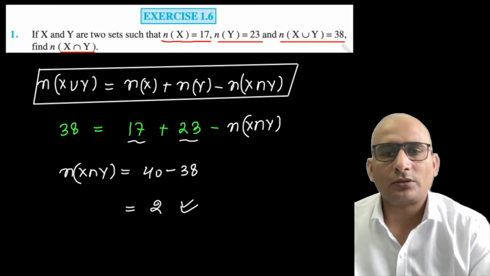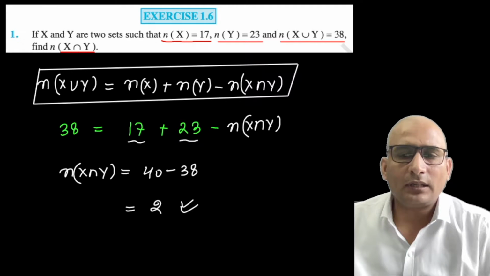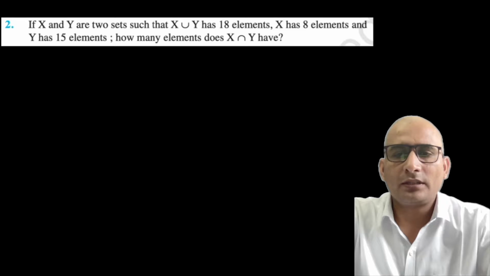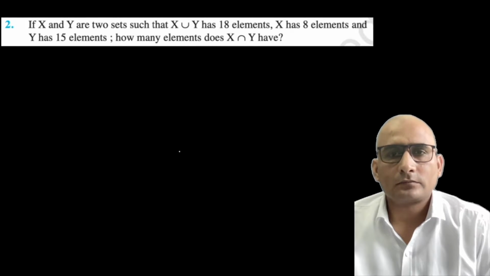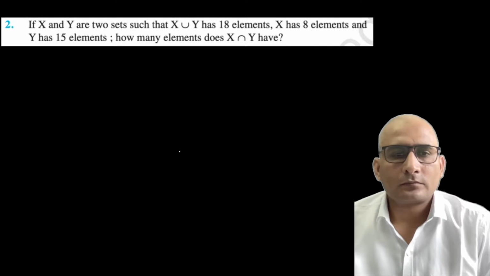I hope this question is clear to you. Now let's move to the next question. Look at this next question here. If X and Y are two sets such that X union Y has 18 elements, X has 8 elements, and Y has 15 elements, how many elements does X intersection Y have?